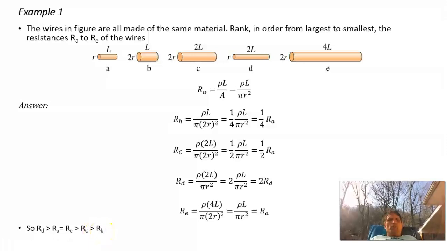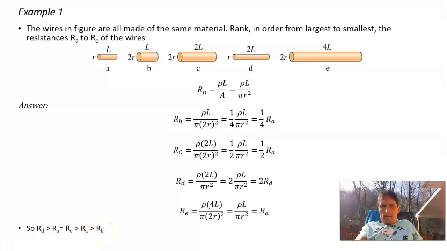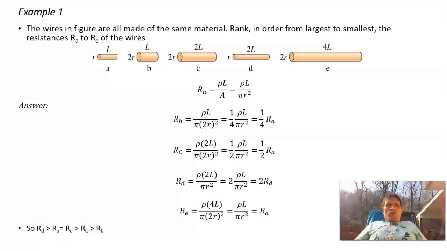So you should be able to do this on an exam or a quiz. You should be able to understand how the resistance of the wire depends on the length, the diameter, and also, not in this problem, but I could have different resistivity for the 3 wires and ask you to compare resistance there too.